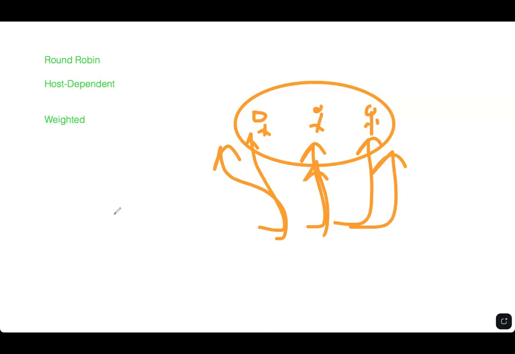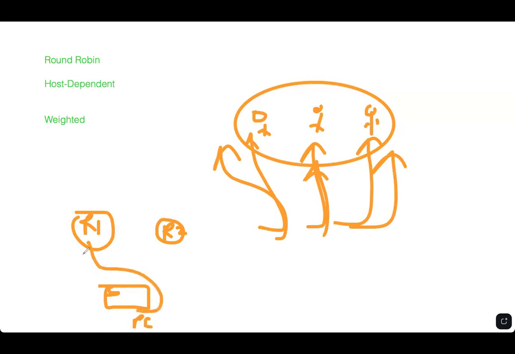That is round robin. Similarly, for router 1 and router 2, you have a switch and a PC. The traffic goes from one router: first packet, second packet, third packet, fourth packet, fifth packet, like that. You're alternately sharing the packets. That is round robin.